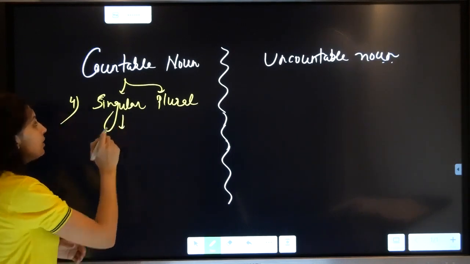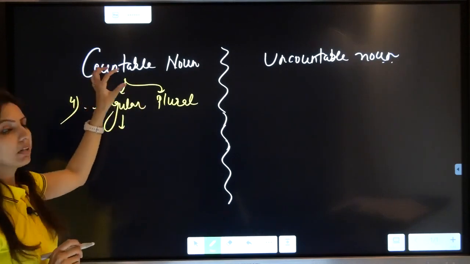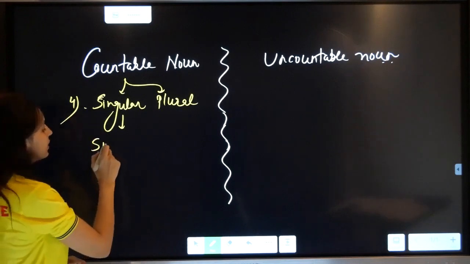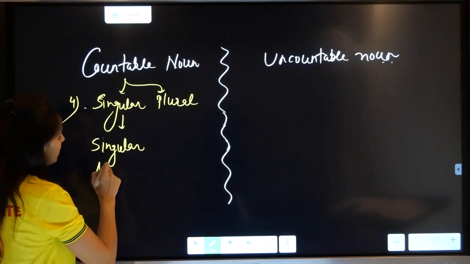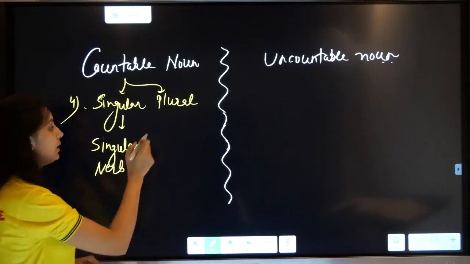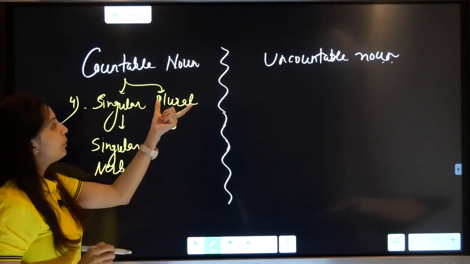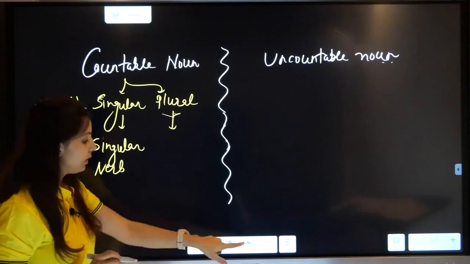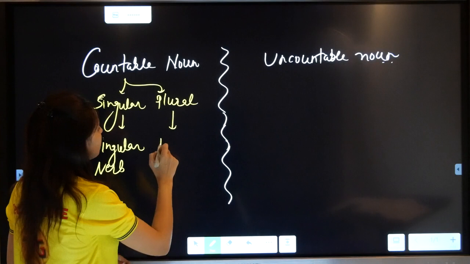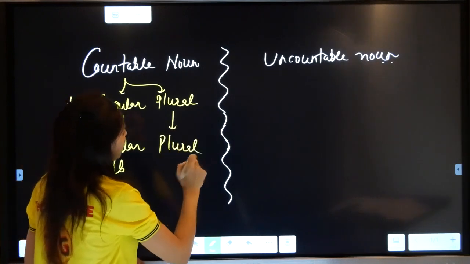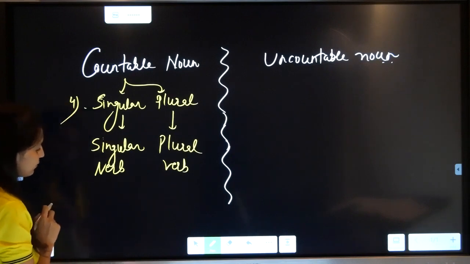So if I use a singular countable noun, I will be using a singular verb. Simple. We will be discussing examples also, don't worry about that. If I use a plural countable noun, I will be using a plural verb. For example, understand the difference first.